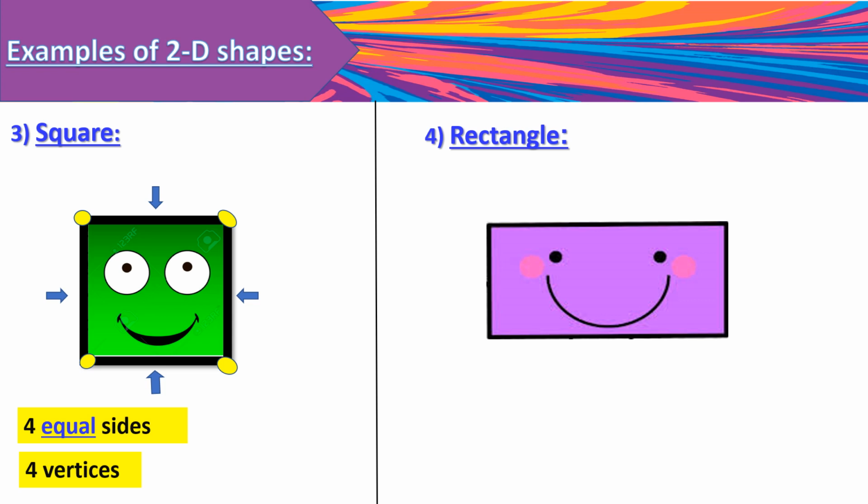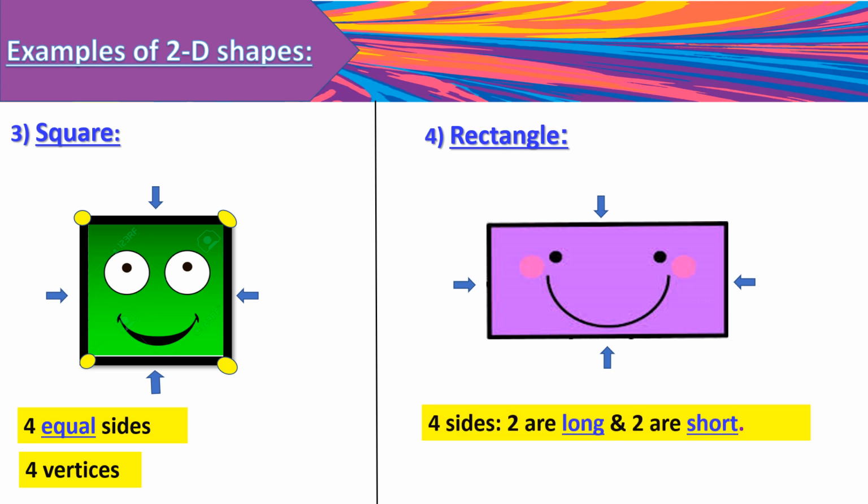Okay, let's move to our rectangle. It has 4 sides also. 1, 2, 3, 4. But do you notice anything? Are these sides of the rectangle equal or not equal? They are not equal, but each 2 opposite sides are equal. So it has 2 long and 2 short sides. So it has 4 sides. 2 are long and 2 are short. How many vertices? 1, 2, 3, 4. 4 vertices. Great.